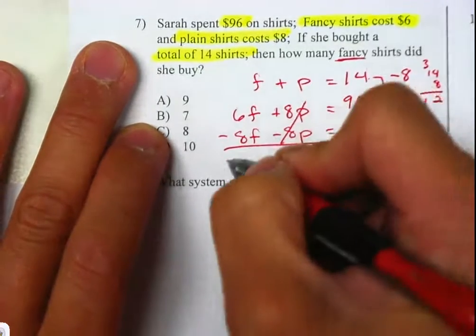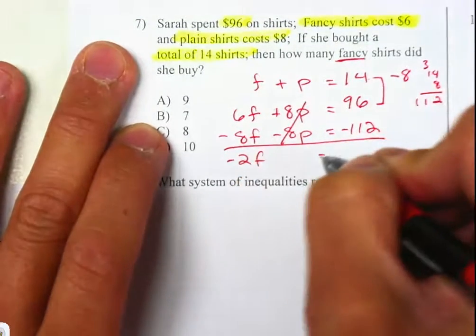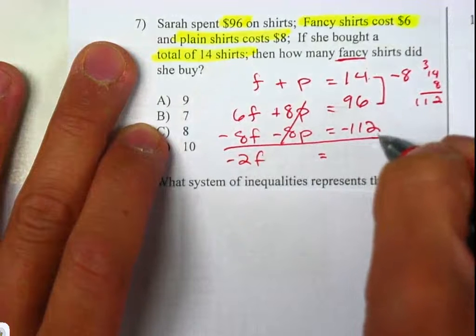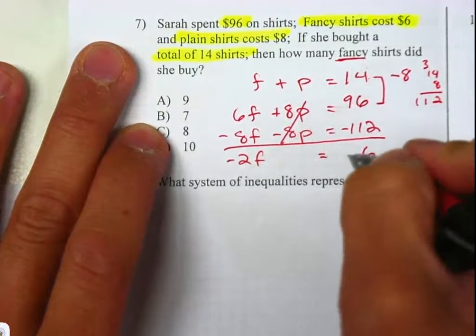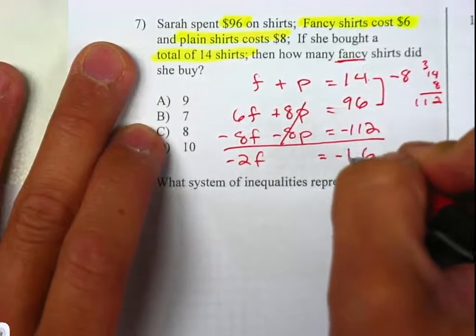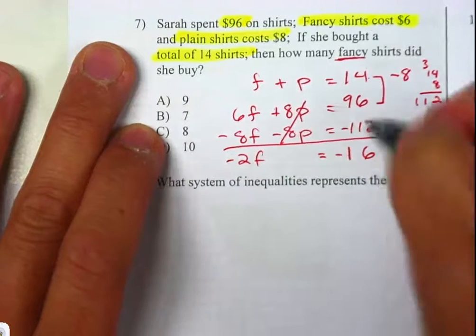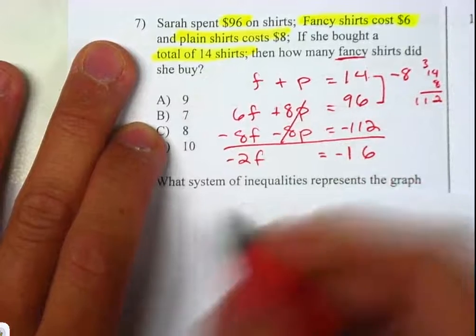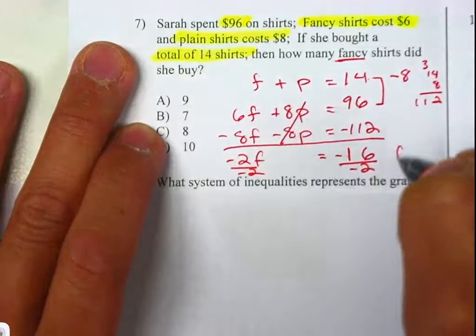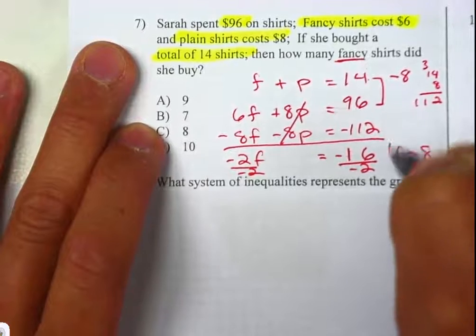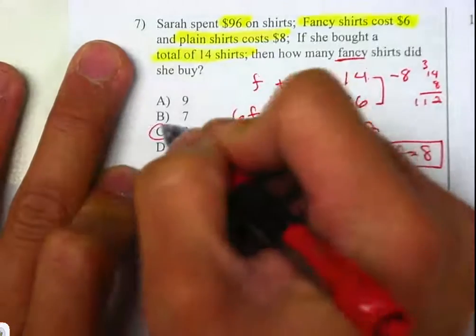So now I'm left with negative 2F is equal to negative 16 by subtracting. And now we can divide by -2, and we see that F is equal to 8. So how many fancy shirts did we buy? 8.